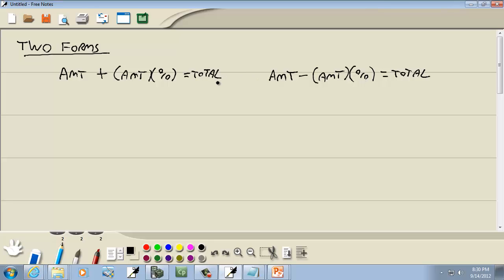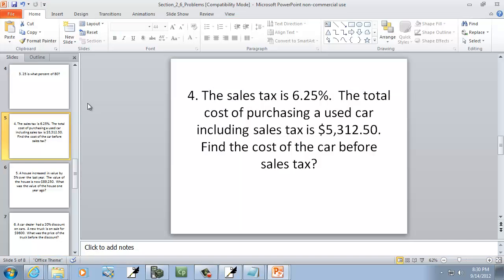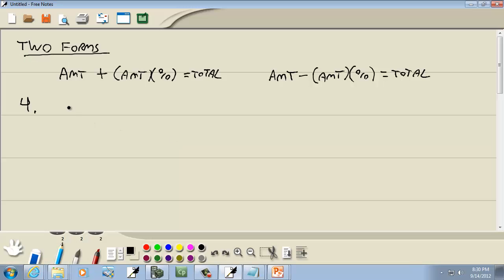You have to read the problem to see whether they're talking about adding or subtracting. So let's go back to this problem now that we've talked about those. Sales tax is 6.25%. Total cost of purchasing a used car, including sales tax, is that amount, and then it says find the cost of the car before sales tax. So sales tax adds on.